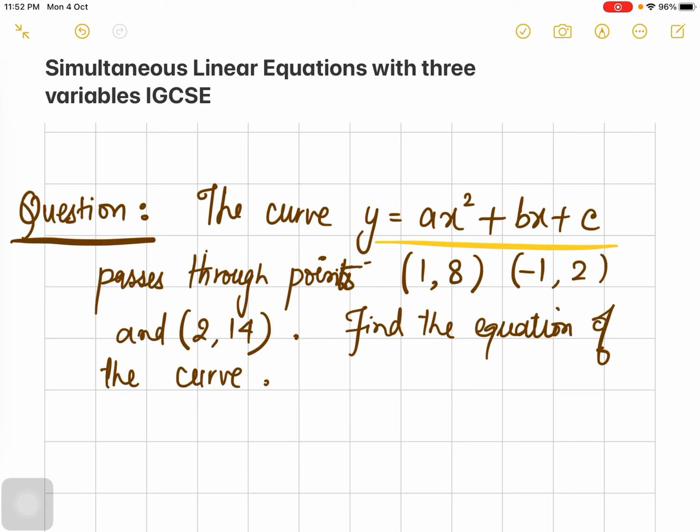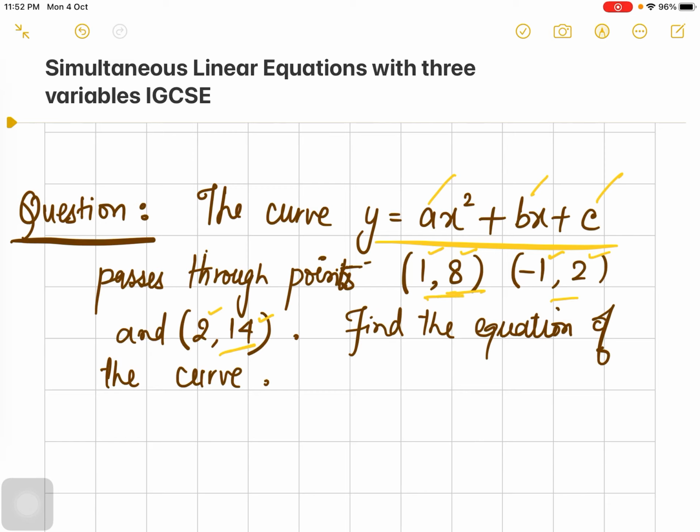So when you find the equation of the curve, actually you'll be finding out the values of a, b and c. You'll feed them here and finally you will get the equation of the curve. So let's see, the curve is actually passing through these points. It means that when x is 1, the value of y is 8. When x is negative 1, the value of y is 2. And when x is 2, the value of y is 14.